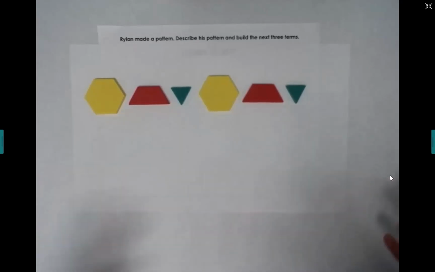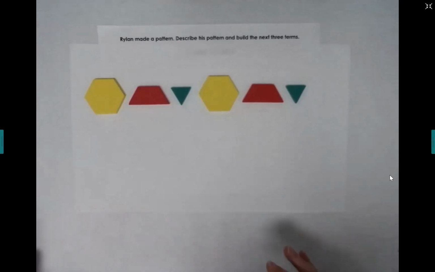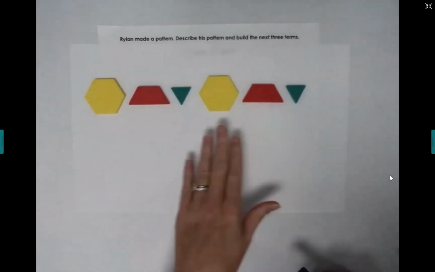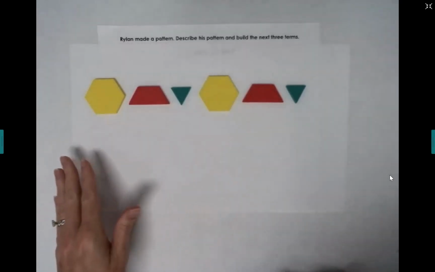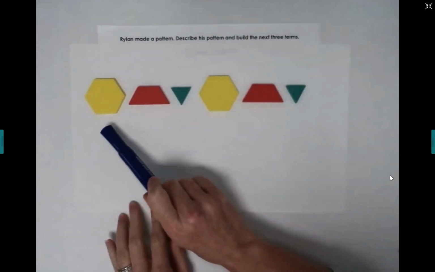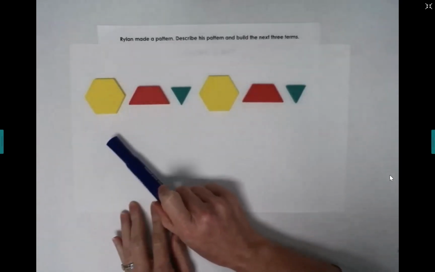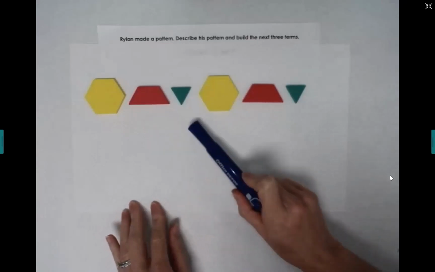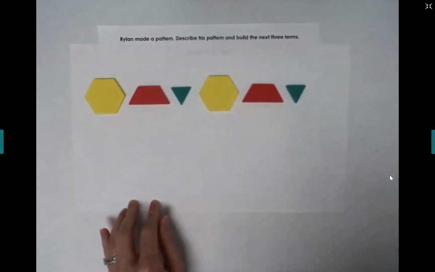Now, looking at our pattern as students are investigating, right? In a repeating pattern, what makes it a repeating pattern is that it has a core that repeats. So we're looking to see if we can find that core. That's the goal for students, to be able to identify the core of the repeating pattern. Okay, so we're looking and I can see yellow hexagon, red trapezoid, green triangle.